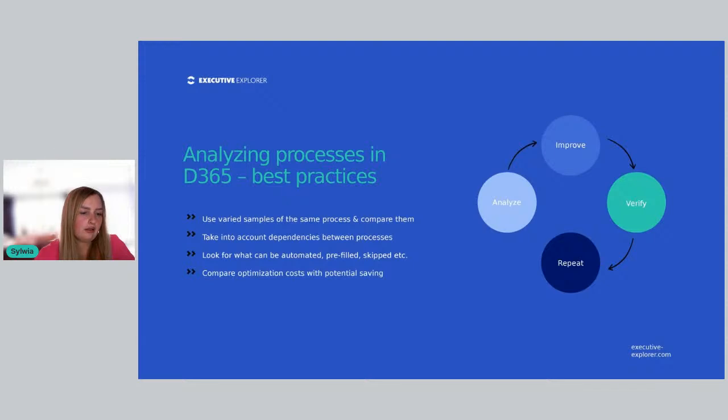And the last best practice I wanted to tell you about today is about comparing optimization costs with potential savings. This is very important. We should not only take into account what processes should be improved and how, but also if it is worth improving them at all. Because there may be some processes which are terrible, horrible, and you need to do a lot of work while performing them. But let's say that those processes occur very rarely, once a year, or even more rarely, and the optimization of which would cost a lot of money.